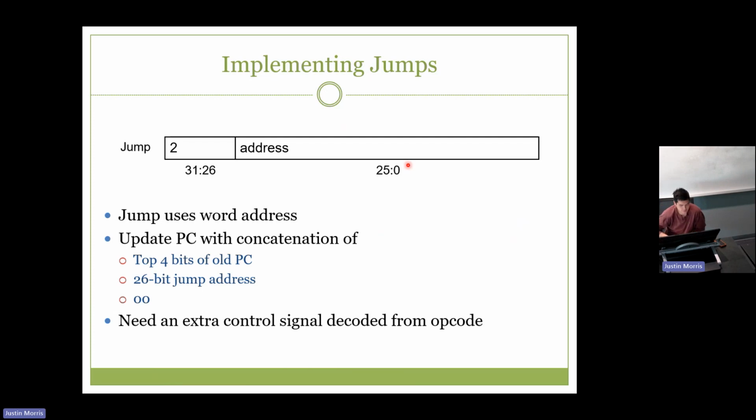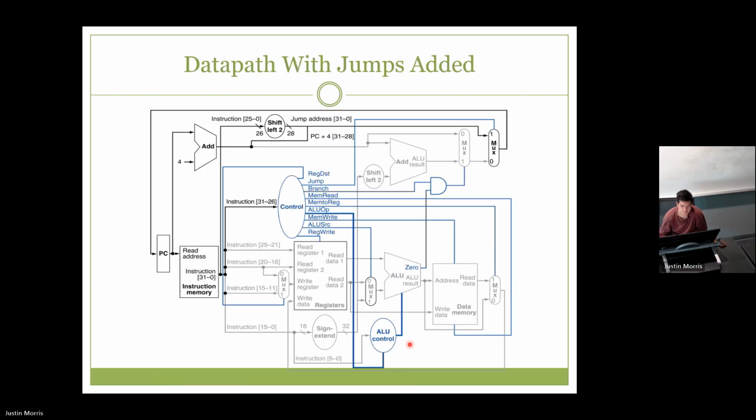And jump uses opcode 2, and then the address needs to be assigned to the bottom 26 bits of PC. And the top 4 bits of the old PC are the top 4 bits that we use. So we need an extra control signal to be decoded from opcode in order to do this. Because currently the only thing that we can set PC to is PC plus 4 or the branch target address, right? So we've added this additional mux here, after the mux that is choosing between PC plus 4 or the branch target address.